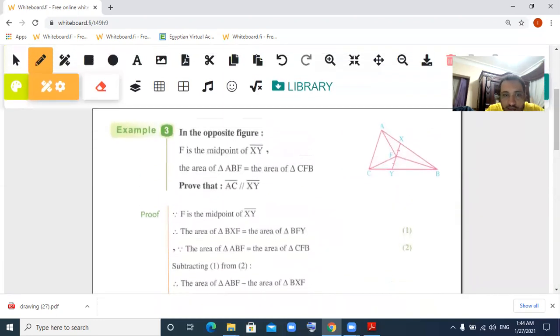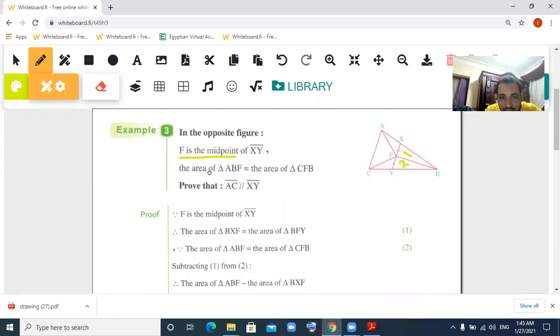I have in this question, read it well, please. F is midpoint. Remember, when you see midpoint, it means we have a median, and the median divides the triangle into two triangles equal in area. Not important to be congruent, but they are equal in area. So if F is the midpoint of XY, triangle number one is equal in area to triangle number two, because BF is a median.